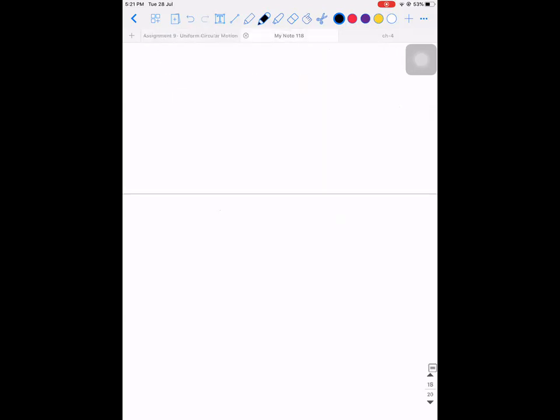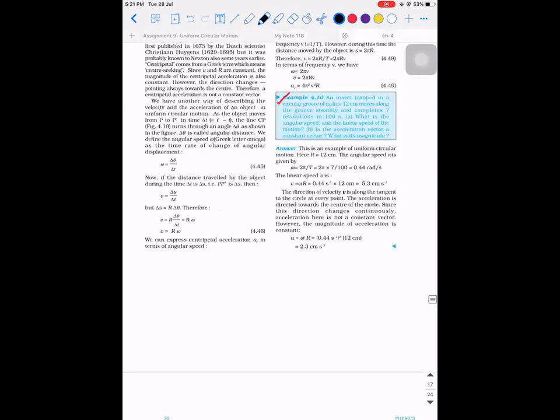There is an insect which is trapped in a circular groove of how much? 12 centimeter, and it moves along the groove steadily. Steadily means its velocity is constant. Which kind of circular motion is it going in? It is going in uniform circular motion. So the word steadily has that much meaning in it, and it completes 7 revolutions in 100 seconds.